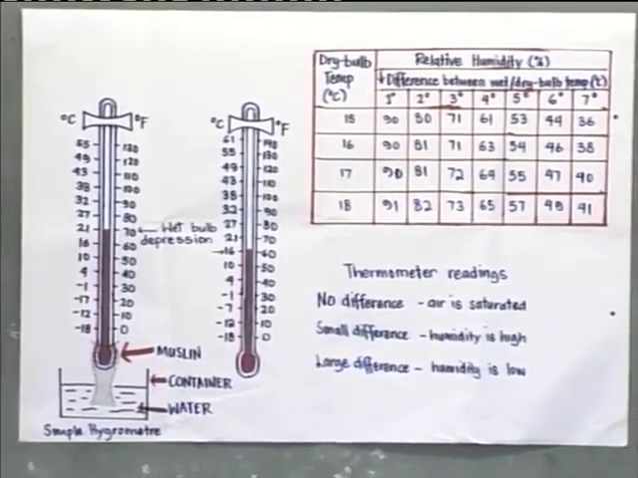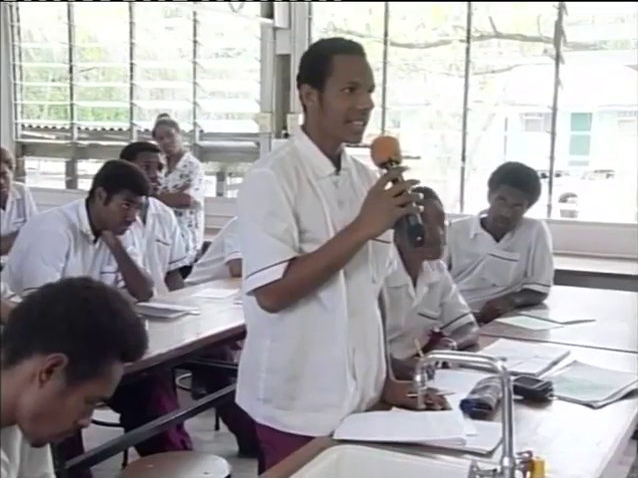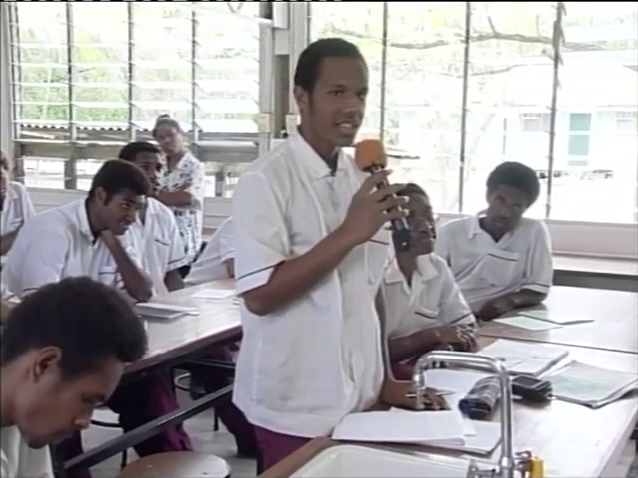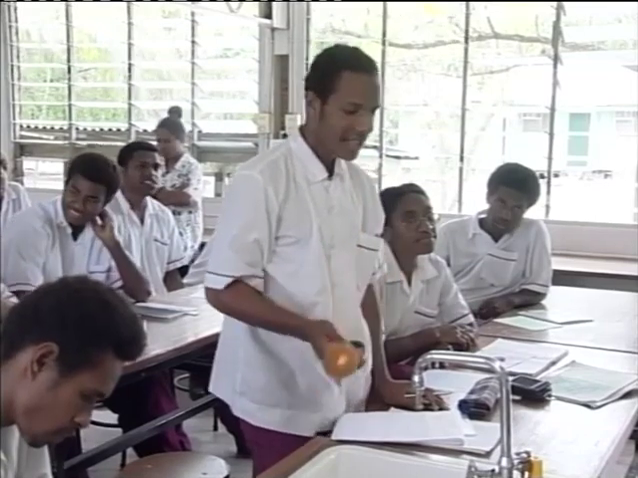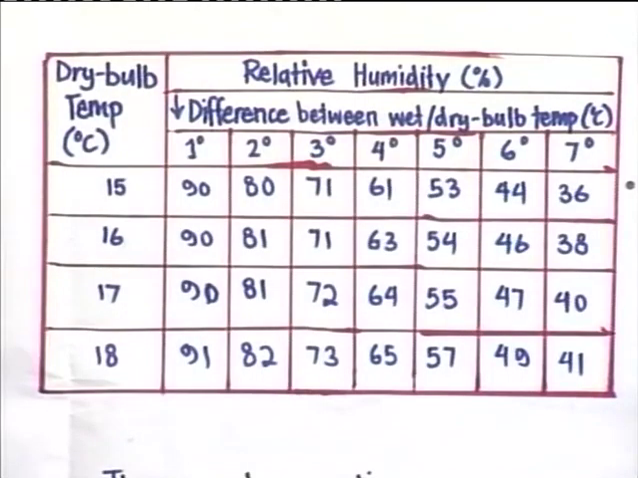Are the figures in the relative humidity table stationary or do they change? Like, are they fixed? The table that we got was in the book, and yes, it's fixed.